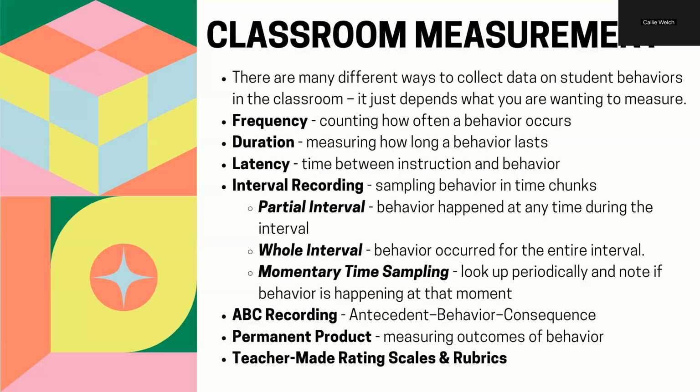Permanent product is just measuring the outcomes of a behavior. So graded assignments are a permanent product, exit tickets are a permanent product. We actually have some kind of physical outcome based on whatever that behavior was. And then you can do teacher-made rating scales and rubrics. So, things that you have made or things that you have adapted over time to check in with students to see what is going on. If none of these others fit, you can just make up some kind of rubric or rating scale that can help you know how to best serve your students or what those behaviors are.